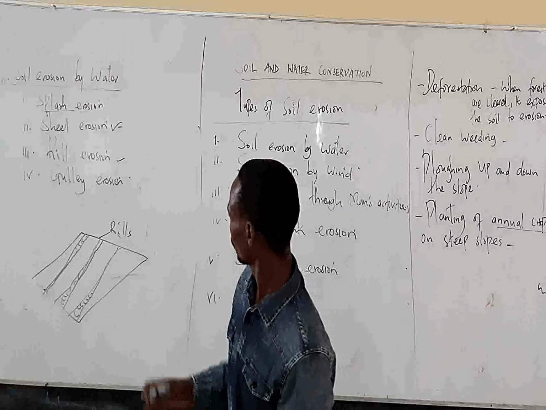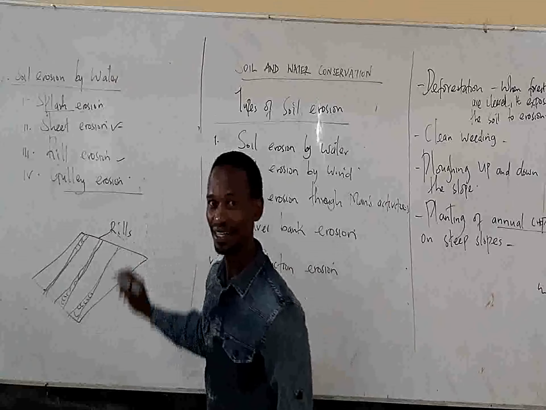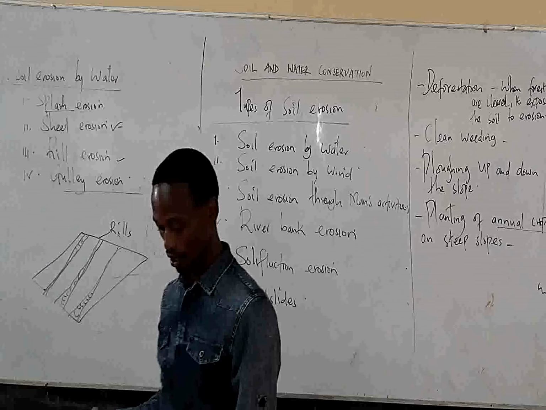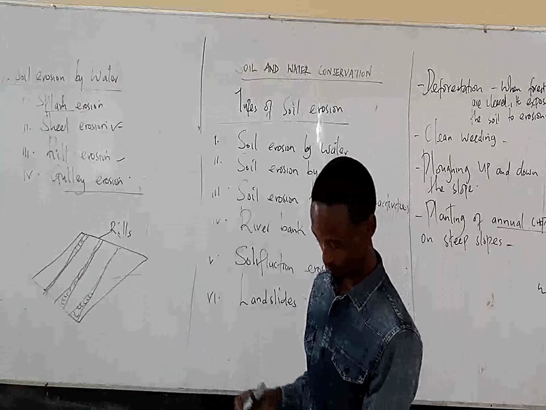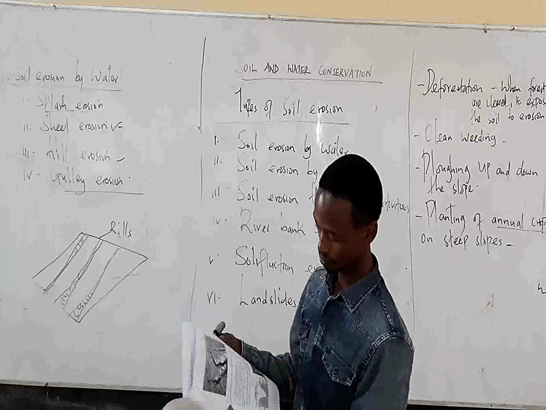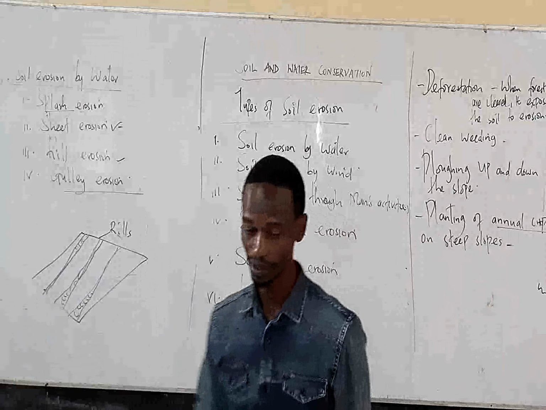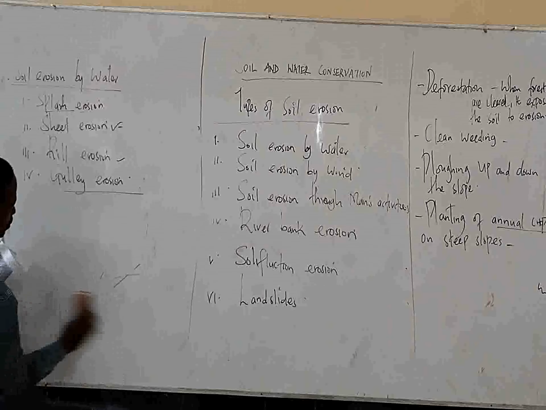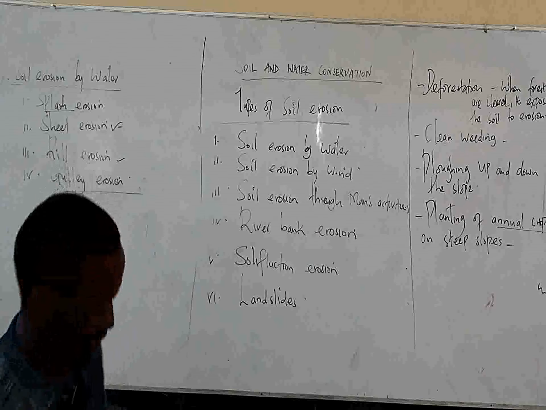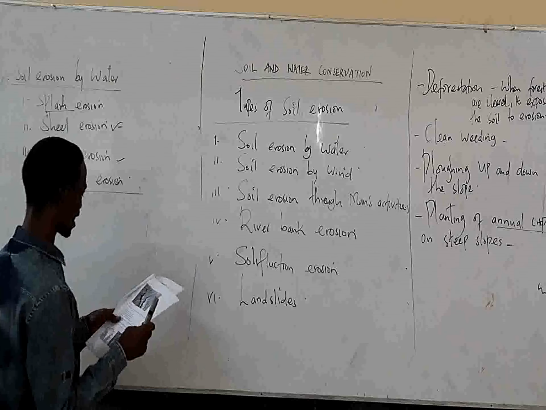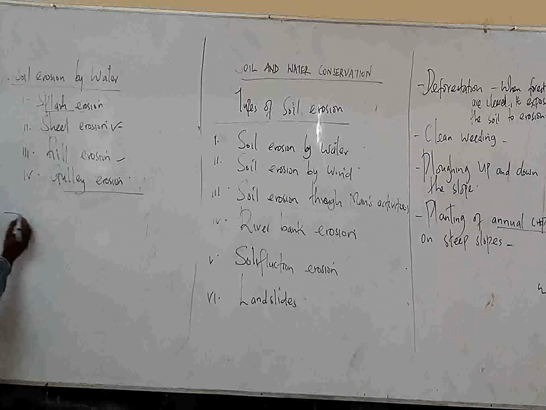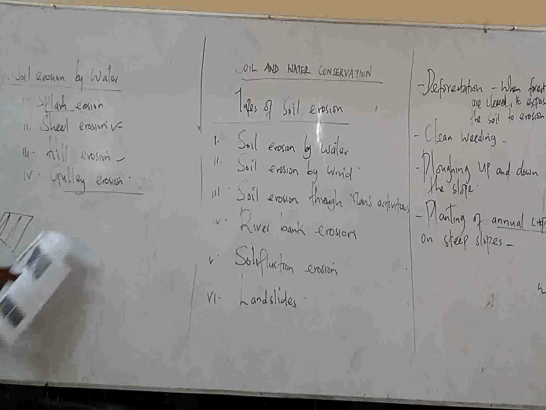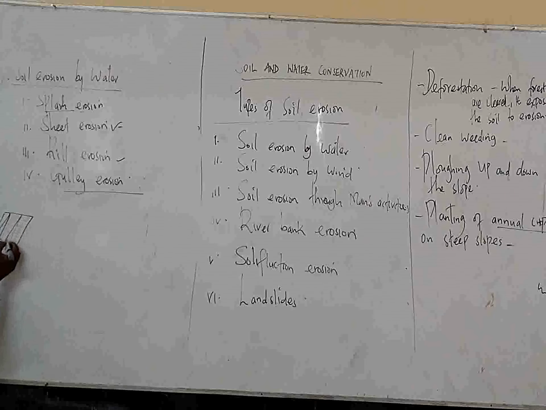Finally, we look at gully erosion. In this case, gullies are an advanced stage of rill erosion. When we talk about rill erosion, we have the small channels. When we talk about gully erosion, we have the advanced stage of rill erosion.